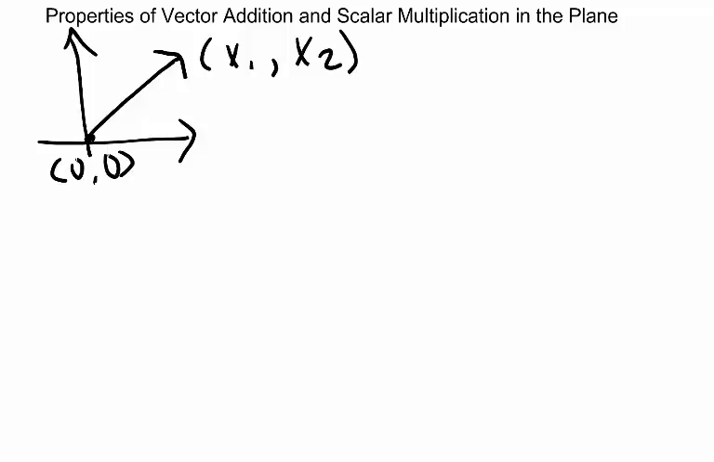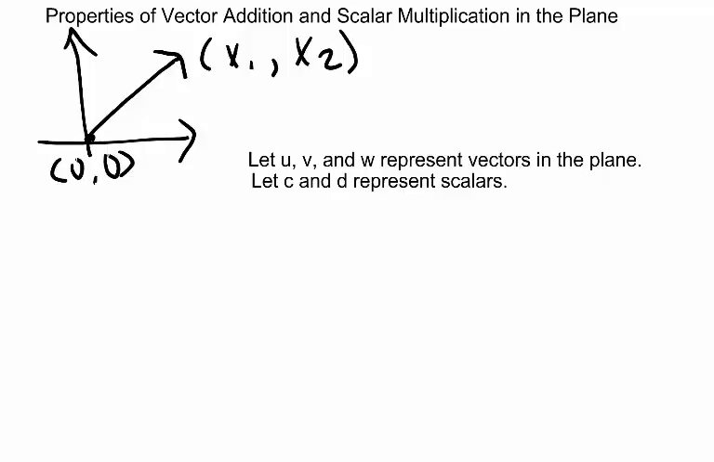As we discuss the properties, we're going to let u, v, and w represent vectors in the plane. We'll let the letters c and d represent scalars. The first property we'll talk about is closure under addition. So property 1, vectors in the plane are closed under addition. This means that if u is a vector and v is a vector, both in the plane, then u plus v is also a vector in the plane.